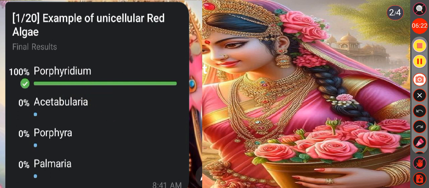Then in the other option, that is Acetabularia, it is a unicellular alga, but it is not red algae, right? Then Porphyra, it is a red algae, but it is not a unicellular form. And Palmaria is also a multicellular red algae, not unicellular. So here the correct answer is option A.